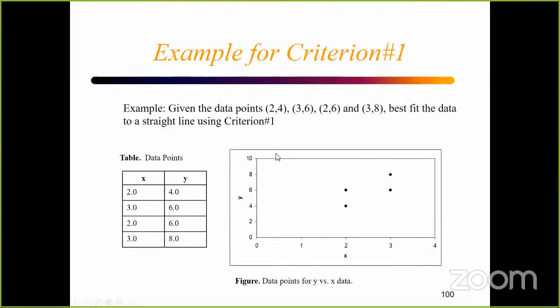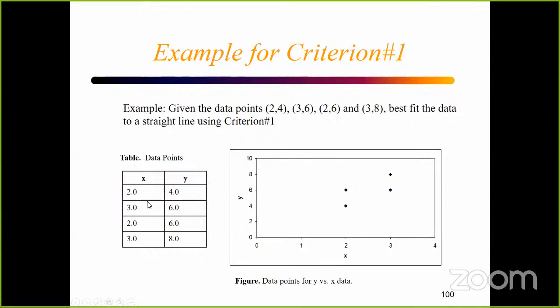Now, given the data sets, we will go with one example. See that, these are the data points: 2, 4, somewhere here; 2, 6, third point; 3, 6; 3, 8. See that there is a commonality between 2, 4 and 2, 6, and 3, 6 and 3, 8. On the y-axis also, one point is common: 3, 6 and 2, 6 and 3, 6.